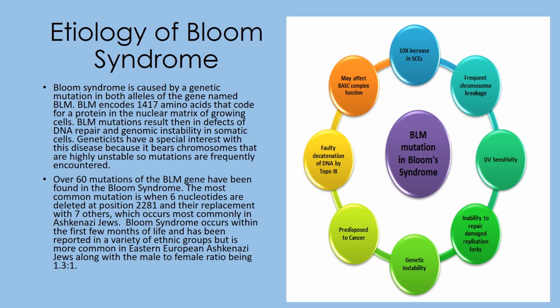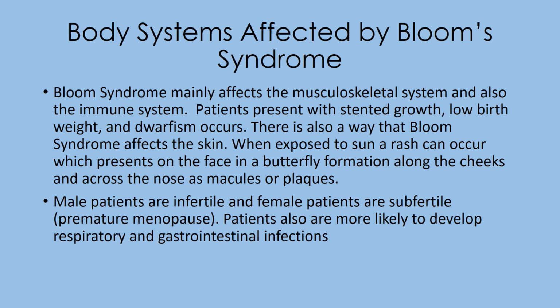Bloom syndrome occurs within the first few months of life and has been reported in a variety of ethnic groups, but is more common in Eastern European Ashkenazi Jews, along with the male-to-female ratio being 1.3. Bloom syndrome mainly affects the musculoskeletal system and also the immune system. Patients present with stunted growth, low birth weight, and dwarfism. There is also a way that Bloom syndrome affects the skin. When exposed to sun, a rash can occur which presents on the face in a butterfly formation along the cheeks and across the nose as macules or plaques.